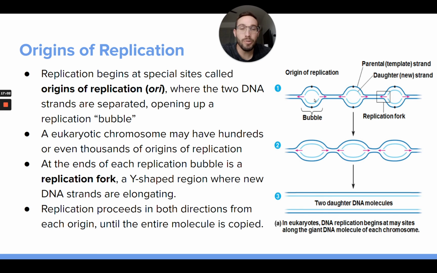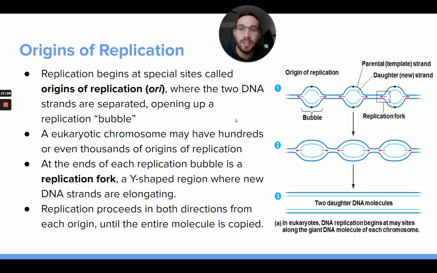And so for eukaryotes, on your chromosomes, a eukaryotic chromosome is very, very big. It can be billions of nucleotides long. There are many origins of replication. So when your chromosomes are copying, your DNA is replicating, it's going to start at many different spots on your chromosome so that it can happen a lot faster.